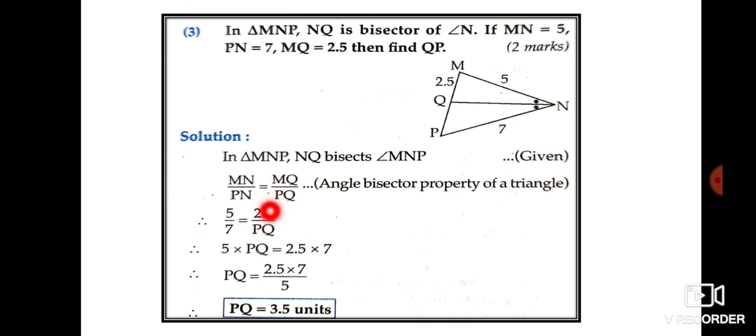In exercise 1.2, the first sum we could not write this. We found out individually, first the left hand side and then the right hand side. But here we can write it because it is already given that NQ is the angle bisector. So we have to write this. We have to substitute the values, cross multiply and get the answer. And therefore we have PQ is equal to 3.5 units.